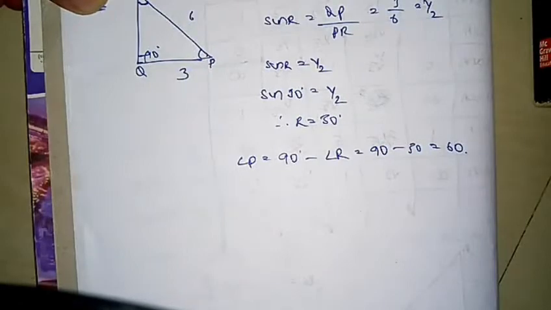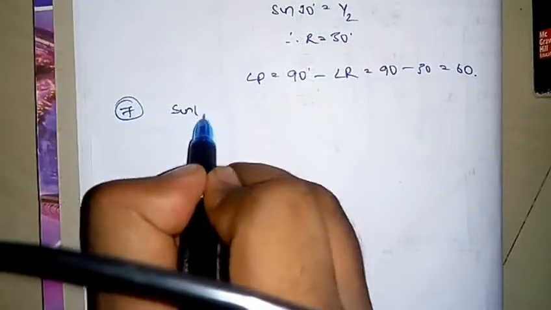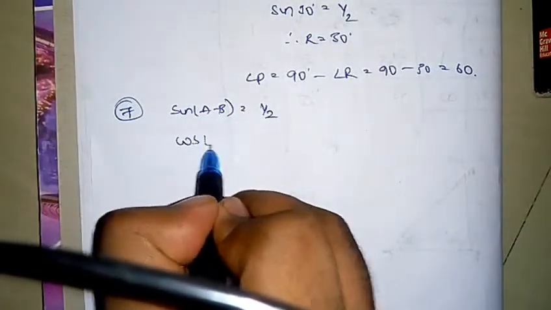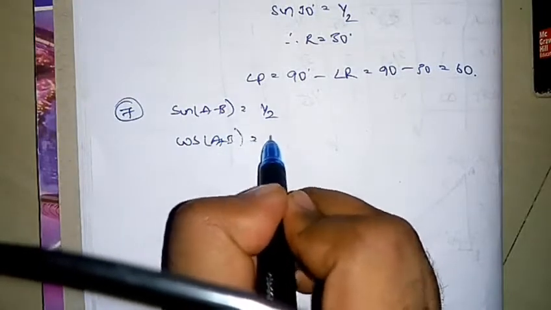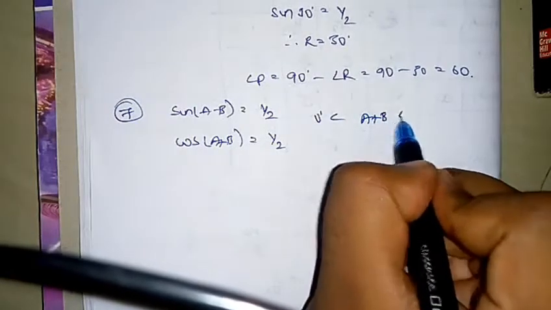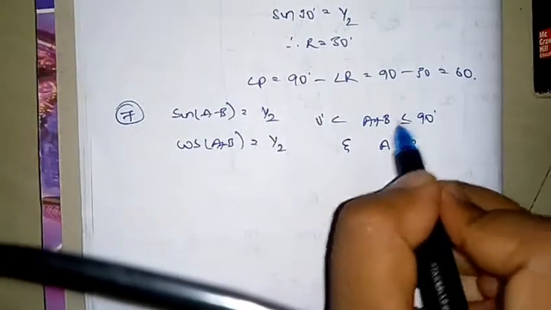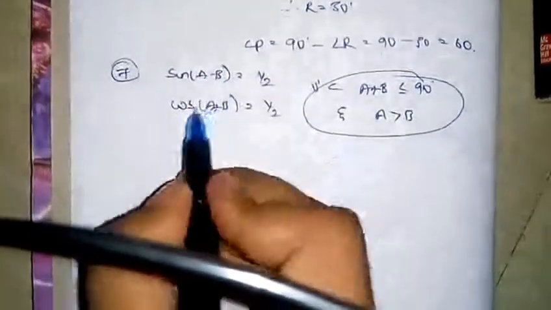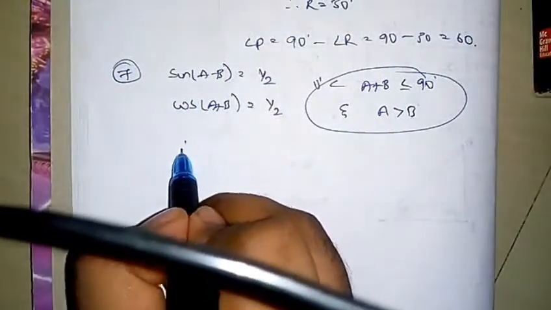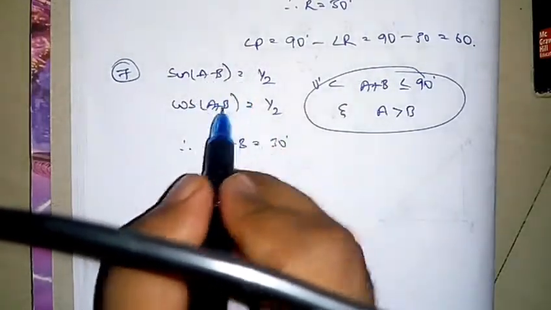Let's do the next example. Seventh example. We are given sine of a minus b is equal to 1 by 2, cos of a plus b is equal to 1 by 2, 0 degrees less than a plus b less than or equal to 90 degrees, and a is greater than b. You are given this condition. Here you know that sine a minus b is equal to 1 by 2, and therefore a minus b is equal to 30 degrees, since sine 30 is 1 by 2.